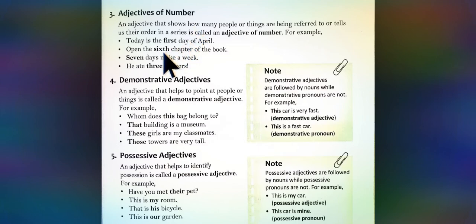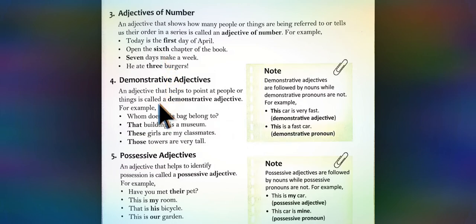Now the next type of adjective is adjective of number. Now what is an adjective of number? An adjective that shows how many people or things are being referred to, or tells us their order in a series, is called an adjective of number. For example, today is the first day of April. So here the word first is telling us the order. Okay, now the second example is open the sixth chapter of your book. Again, here the word sixth is telling us the order in a series, which number? Sixth number.